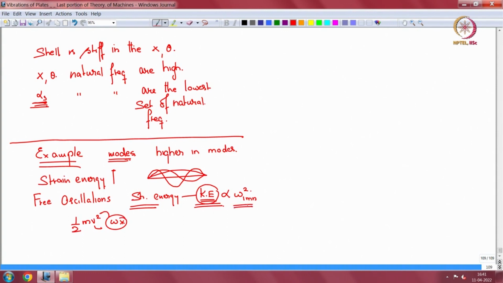So what happens is, with the strain energy, the natural frequency goes up. The modes with high strain energy have high natural frequencies, or higher order modes have high natural frequencies.